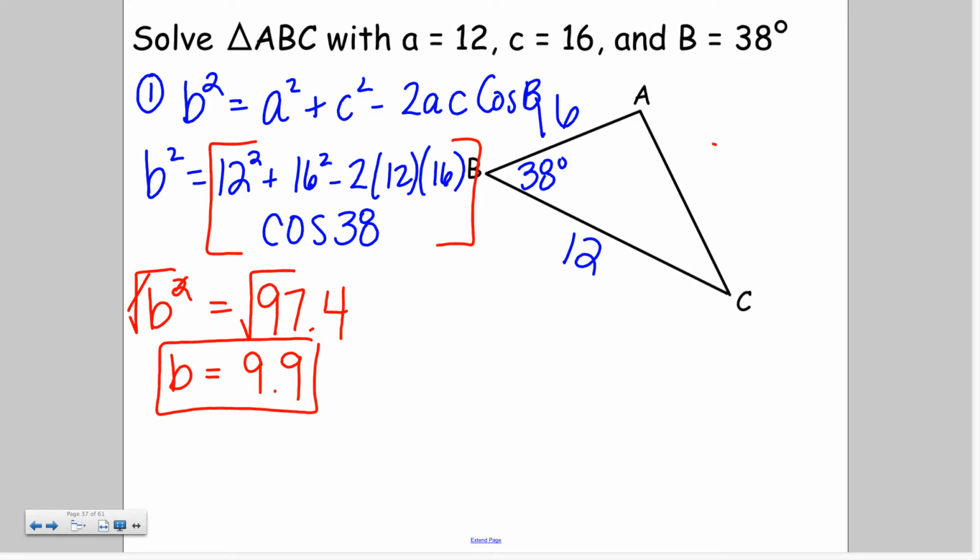Alright, so now we know that. Now, if you look at your triangle, you know everything there is to know about B. You know its side length and you know its angle, which those are the criteria to be able to use the law of sines. So your first step is your law of cosines to find your missing side. Your second step is your law of sines.